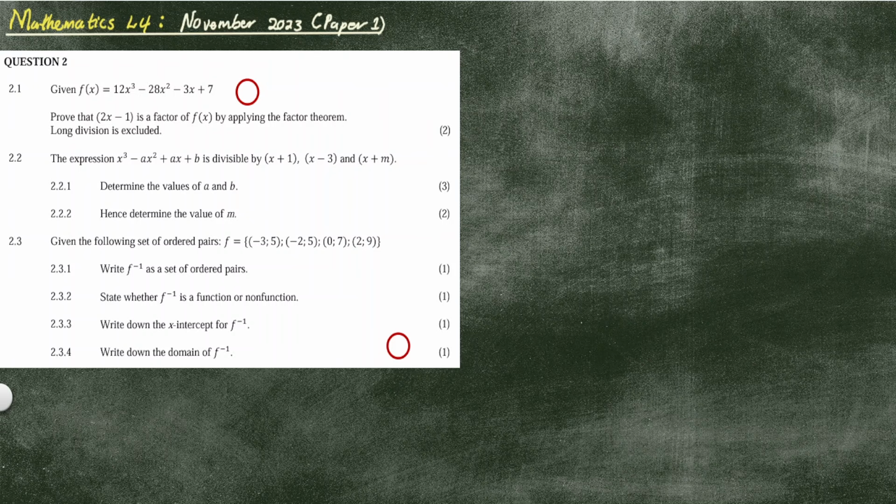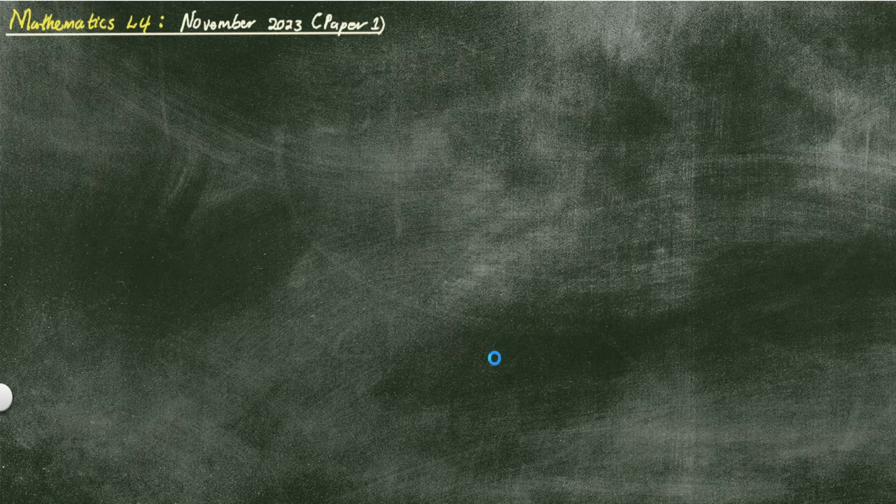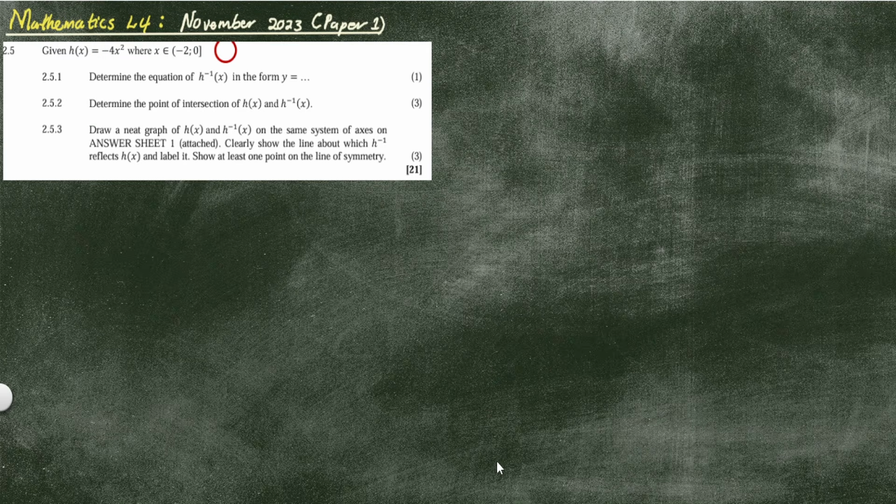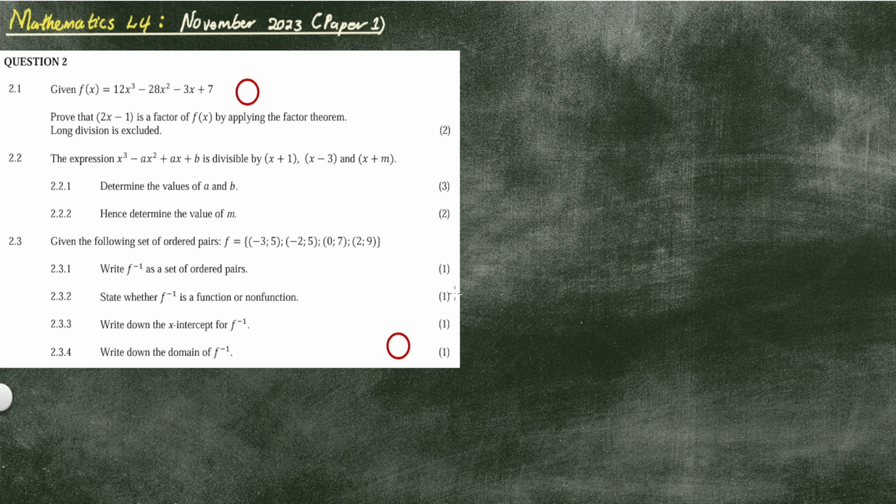All right, so question 2 is all about the factor and remainder theorem. There's also something about inverse functions. So it's 2.1, 2.2, 2.3. I'm just preparing you mentally for what to expect. There's 2.4 and a last question, 2.5. So it starts from 2.1 all the way up to 2.5.